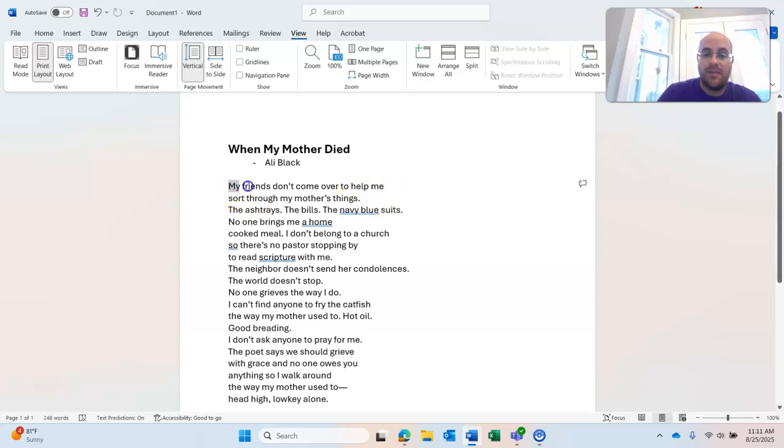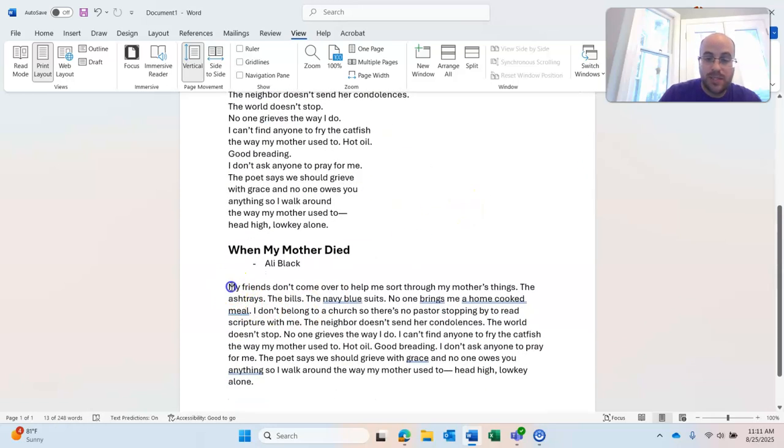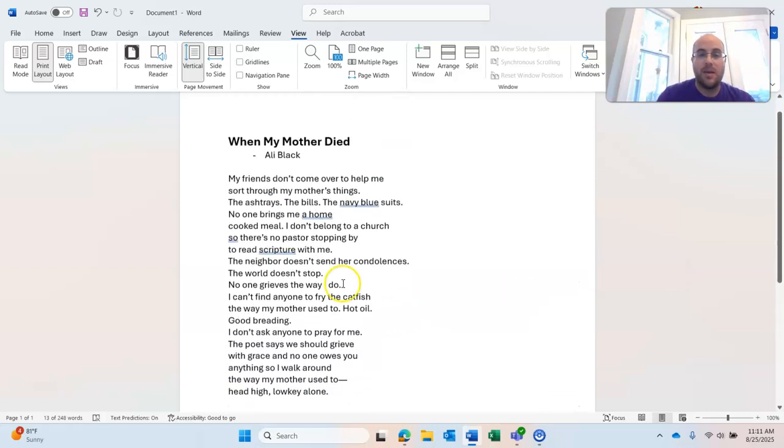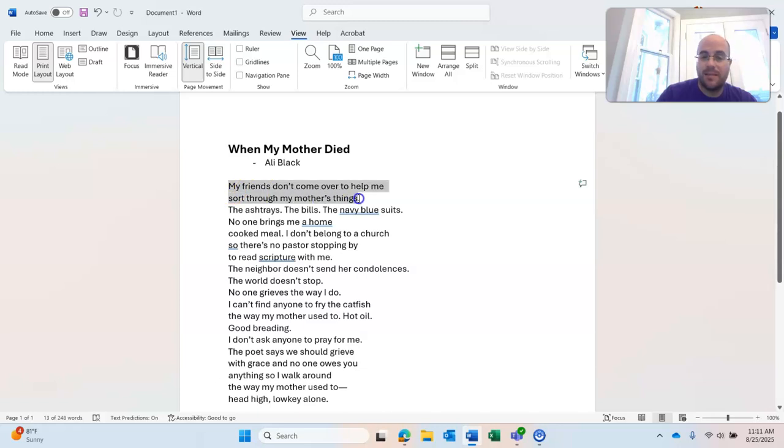So you can see, my friends don't come over to help me sort through my mother's things. When this is read as a prose sentence, the focus is mainly on my friends not coming over to help me sort through my mother's things. Simply, right? It's just a simple sentence. When you break that sentence into lines, you get that. My friends don't come over to help me sort through my mother's things. You get the idea of the friends not coming over to help the speaker sort through the dead mother's possessions.